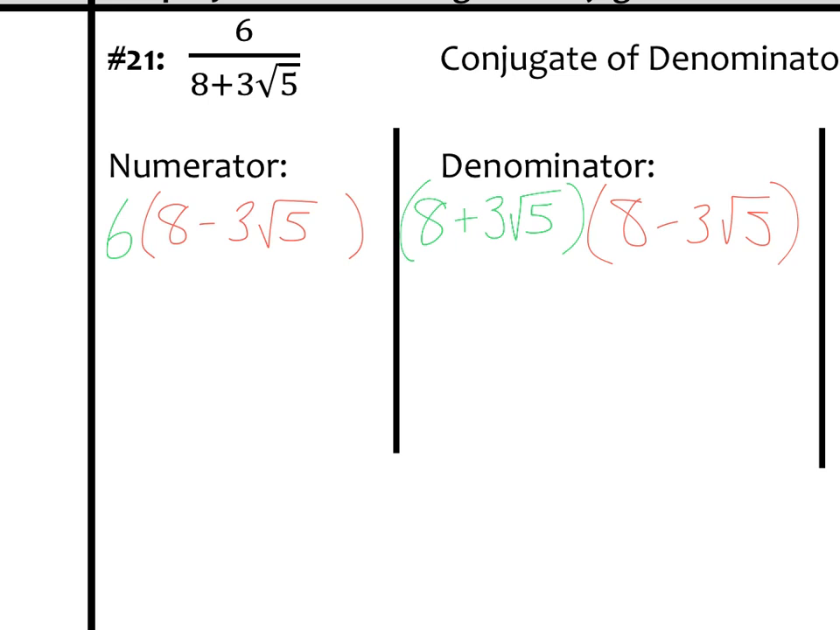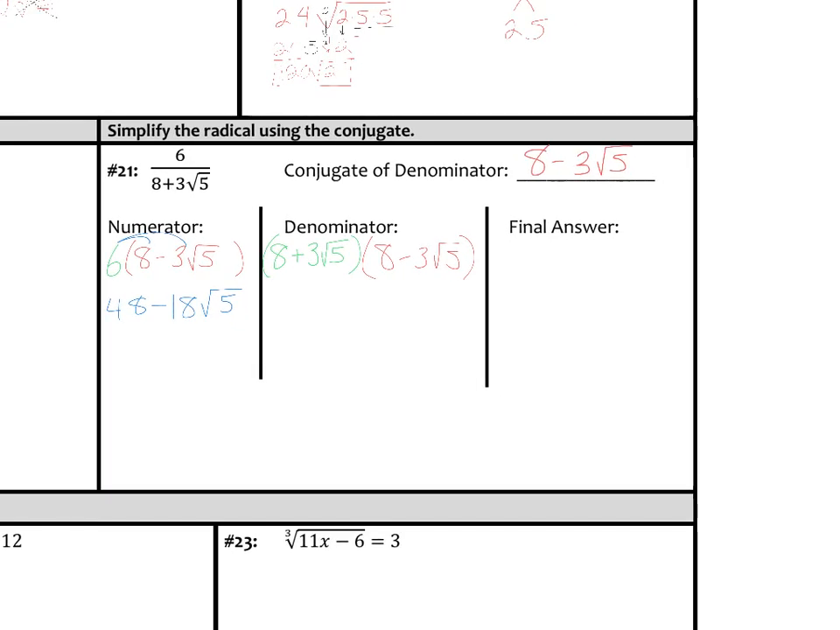So let's focus on the numerator. 6 times 8 is 48. And 6 times negative 3 root 5, we do outside times outside, negative 18. And inside we have a 5, and that's the only inside of a radical that we have. So that 48 minus 18 root 5 is going to be the numerator in our final answer. 48 minus 18 root 5.